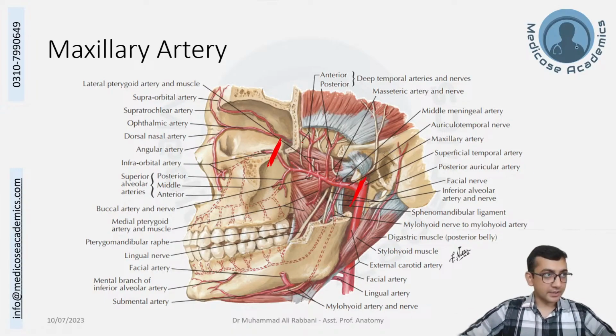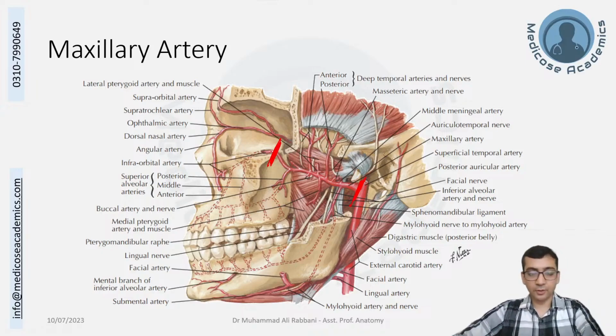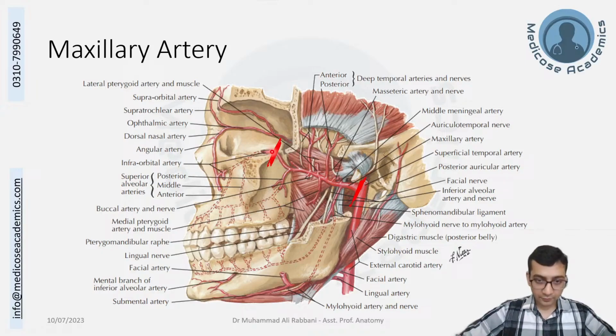It is divided into 3 parts. Let's discuss the infraorbital artery first, get it out of the way. The infraorbital artery is the continuation of the maxillary artery. It runs in the floor, enters the infraorbital canal, and comes on the front of the face through the infraorbital foramen, and we saw that in the arteries of the face. So this is the infraorbital artery. Let's discuss the maxillary artery and its branches.